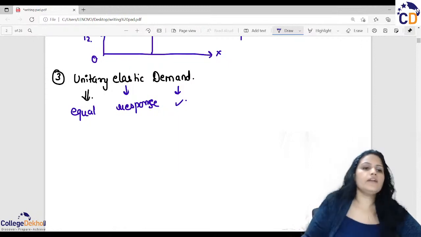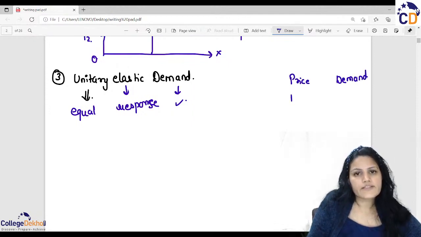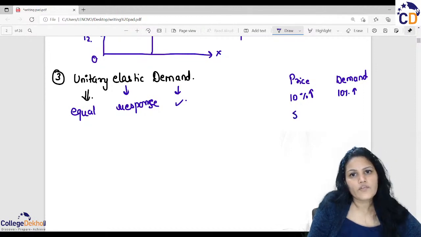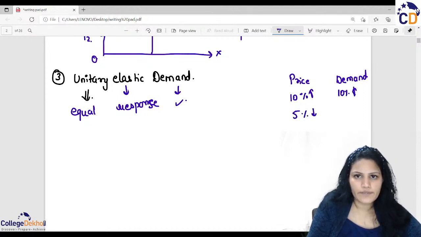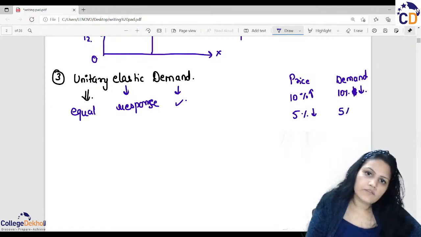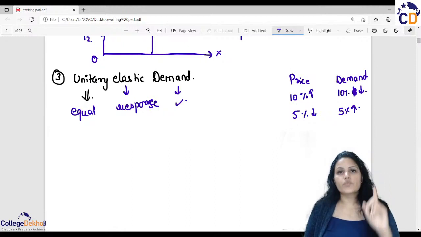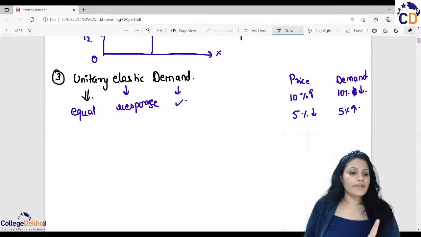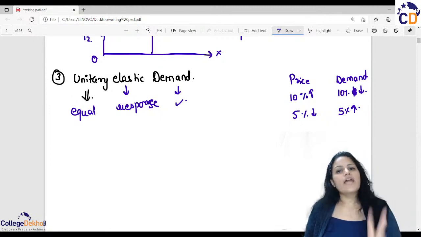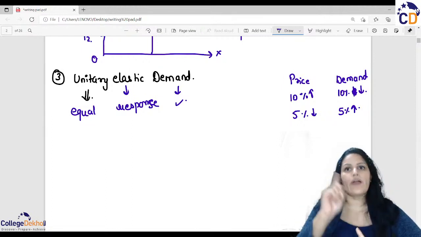Okay, so here let's suppose it's a price and it's a demand. If the price is hiked by 10%, then demand will also change by 10%. Let's suppose a 5% decrease in price, then a 5% increase in the demand. It follows the same concept of the law of demand, the inverse relationship between the price and the demand. But whatever change occurs, one increases or the other decreases, in terms of equality.